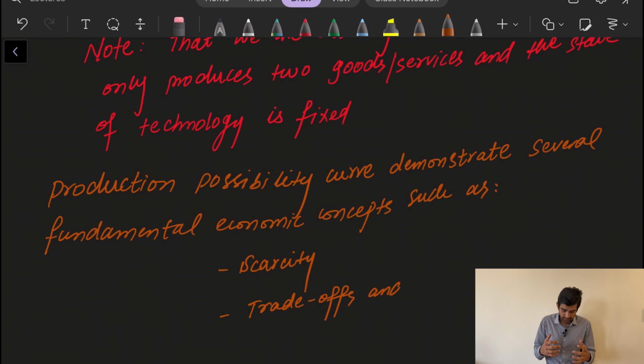Okay, now it also shows trade-offs and choices. So for example, if you go back to the graph that we have, if you're moving from point A to B, you are giving up on robots and you're making more computers. So for example, 2 robots have been given up to produce 5 extra computers. So you're basically making a choice of producing more computers and giving up robots. So something which is given up is your trade-off. It also talks about the opportunity cost that we'll be elaborating in our next session.